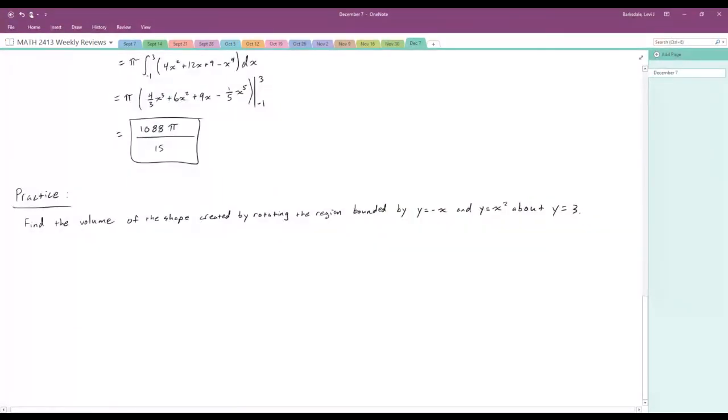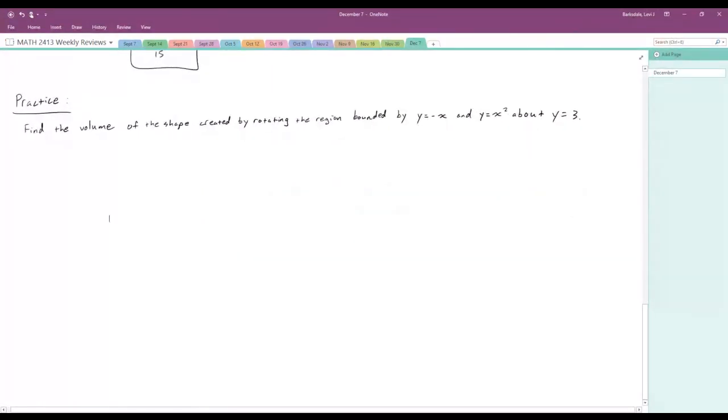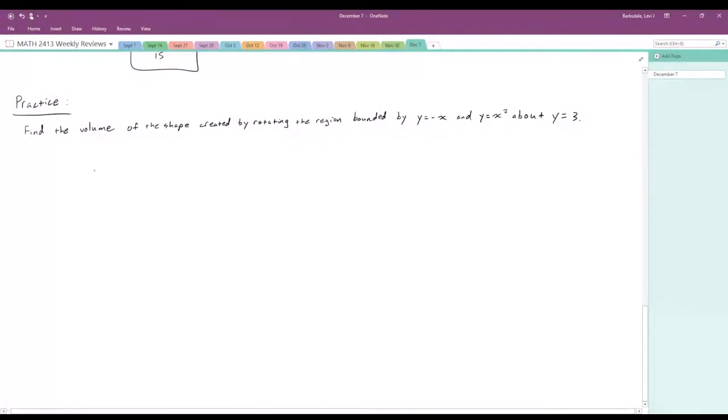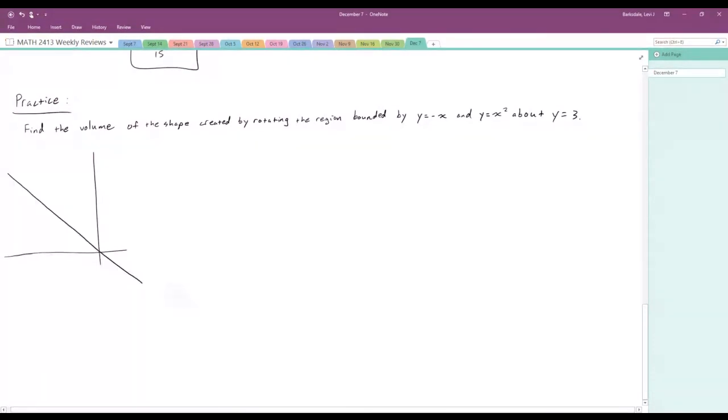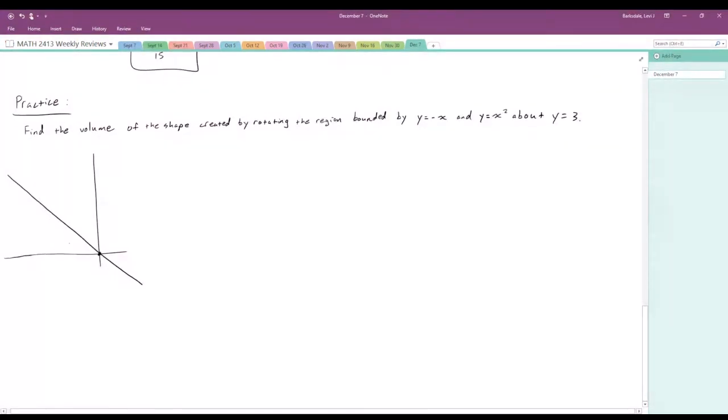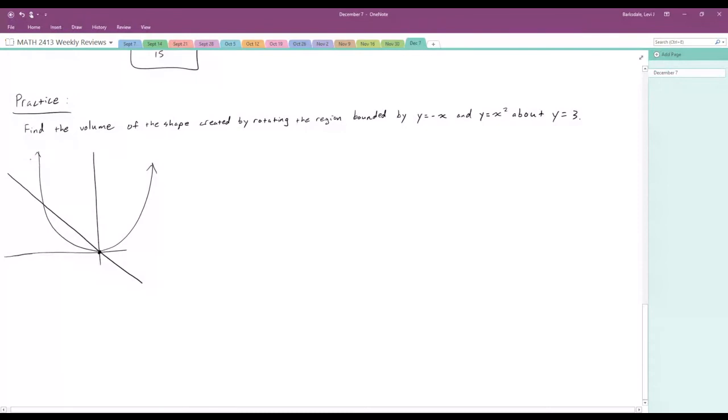There we go. Okay, so first off, we'll try and sketch our region. Because I've done this before, I already know what it looks like. So here's the line y equals negative x. Here's the line y equals x squared. Like this, roughly. That's not the prettiest parabola I've ever drawn.